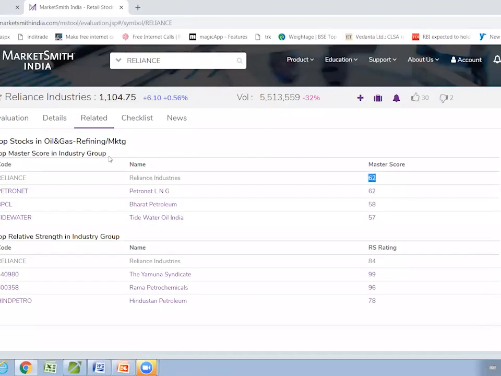If you are researching this sector, you know that you need to research the first two and leave the last two. For the stock having top relative strength, again Reliance comes first, then Yamuna Syndicate. Now, relative strength is more of a technical analysis, but it tells you how the company is performing compared to the general market.